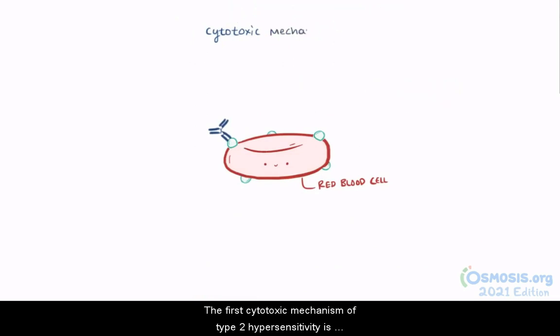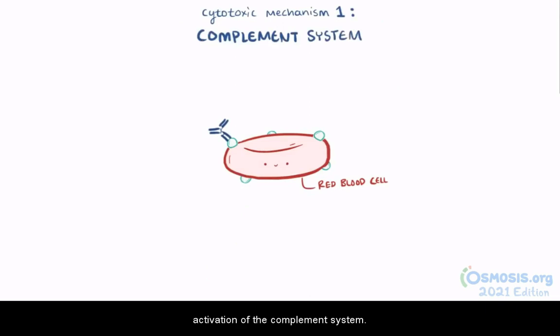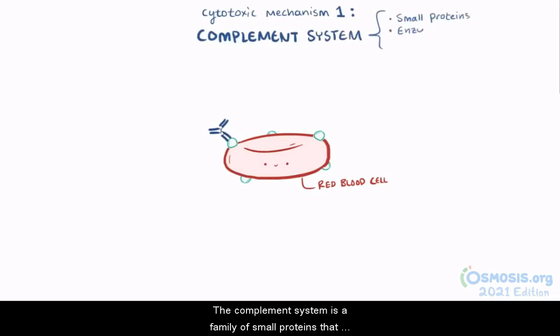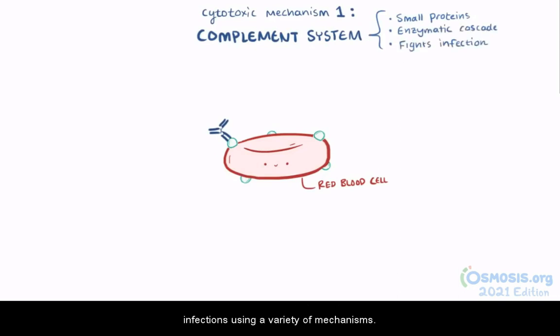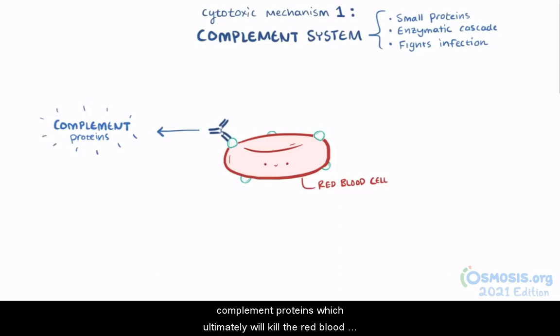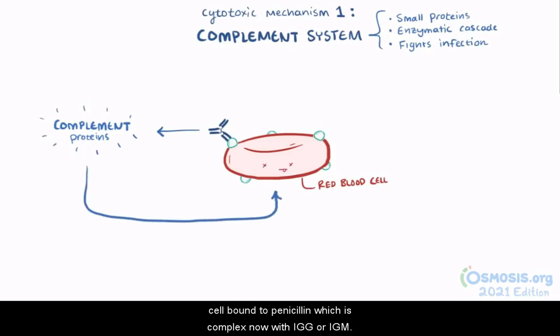The first cytotoxic mechanism of type 2 hypersensitivity is activation of the complement system. The complement system is a family of small proteins that work in an enzymatic cascade to fight off bacterial infections using a variety of mechanisms. In this case, the IgG or IgM antibodies activate complement proteins, which ultimately will kill the red blood cell bound to penicillin, which is complexed now with IgG or IgM.